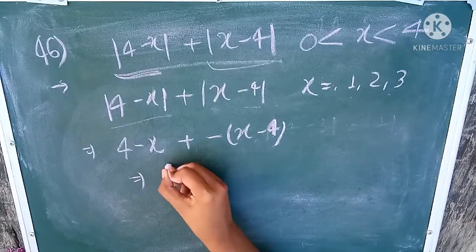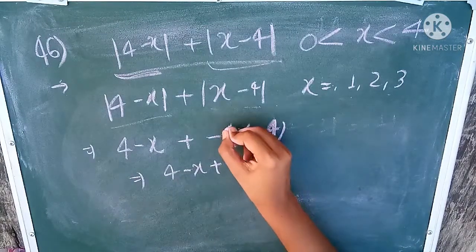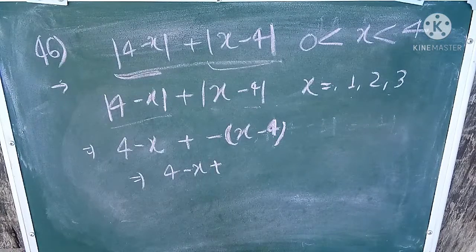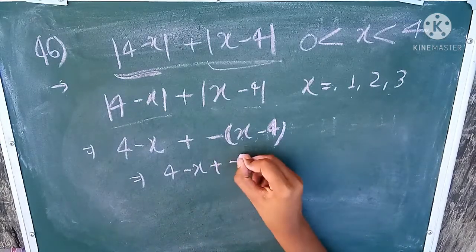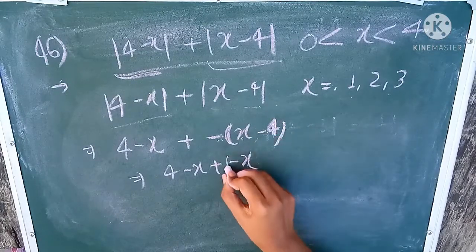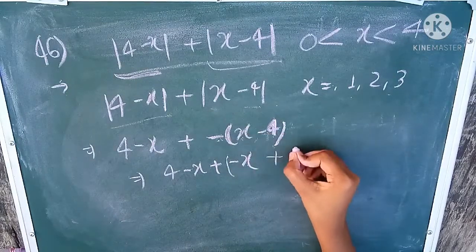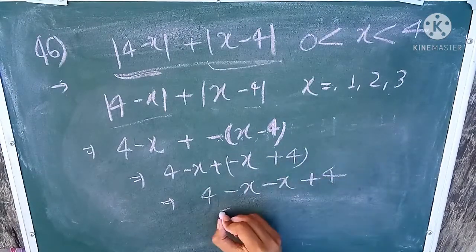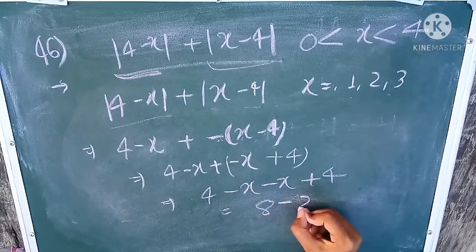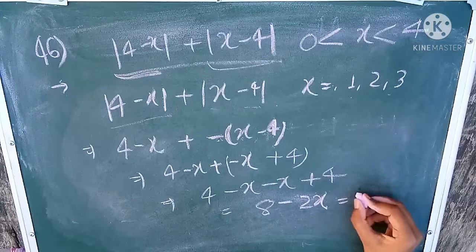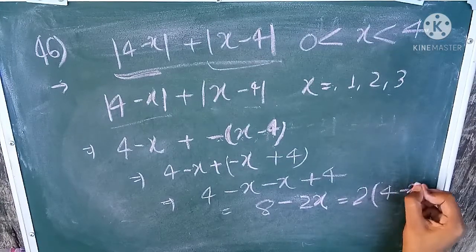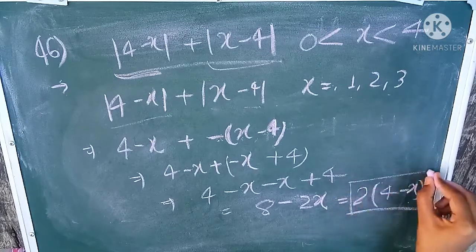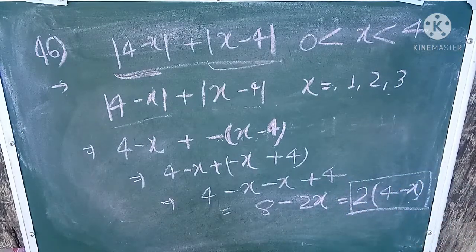Now on solving this 4 minus x plus, whenever a negative sign will multiply into the bracket or any number, then the sign of the numbers will change. So here the sign of x is positive, and if we multiply with minus, it will be minus x, and here it will be minus minus plus 4. So we have 4 minus x plus 4. So it will be 8 minus 2x. Now taking 2 common, we can write it as 4 minus x. So this is the absolute value of the terms.